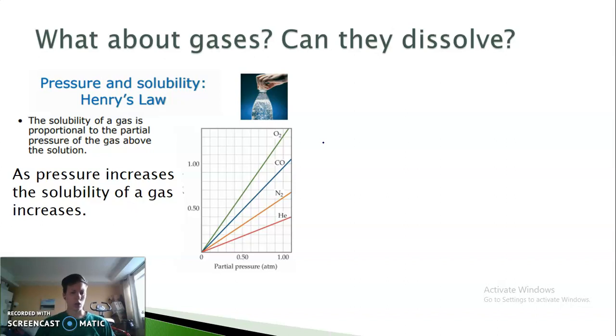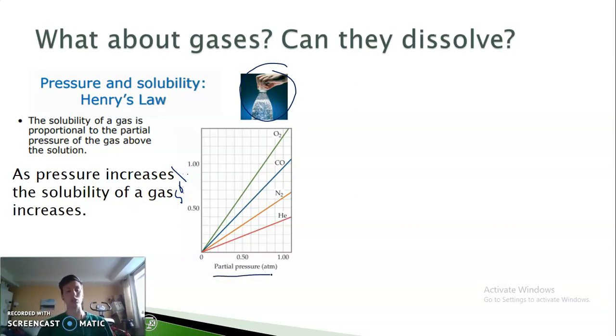Last thing, we're just going to talk quickly about the gaseous state of matter. So, can gases dissolve? The answer is yes. If you see here, there's kind of either a bottle of seltzer or Sprite or something like that. When soda is created, it involves carbon dioxide being dissolved in water. All right, so how can you get a gas to dissolve in water? One thing you'll notice, I lost my axis here, but that should have said solubility, is by increasing the partial pressure.